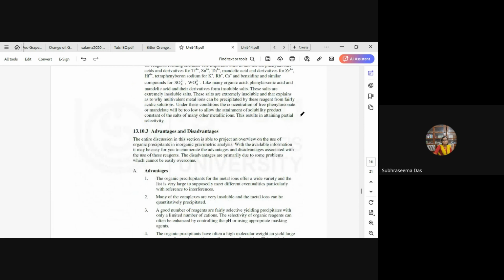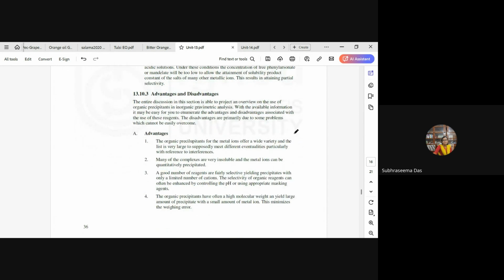Then coming to the advantages and disadvantages of this process. The disadvantages are primarily due to some problems which cannot be overcome. But first we'll talk about the advantages. The organic precipitants for the metal ions offer a wide variety, and they can be used very effectively without interference.